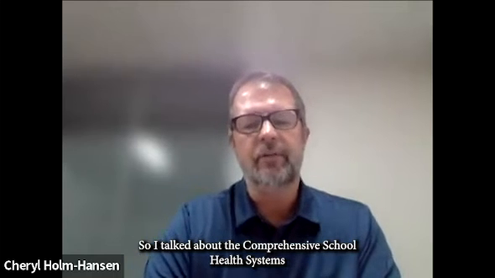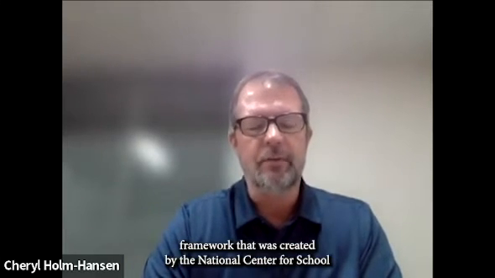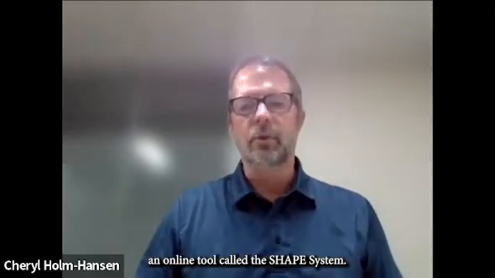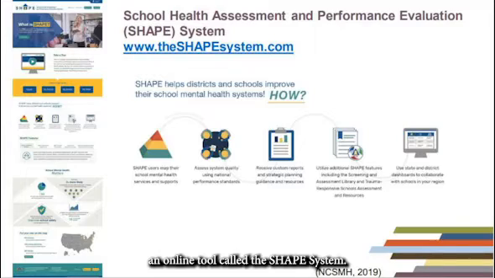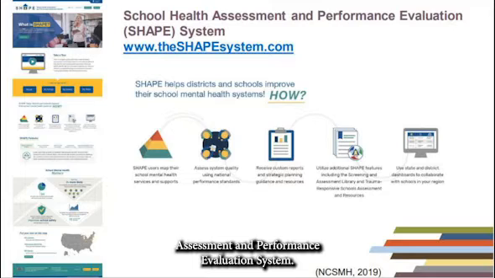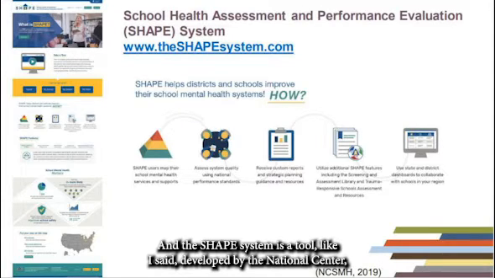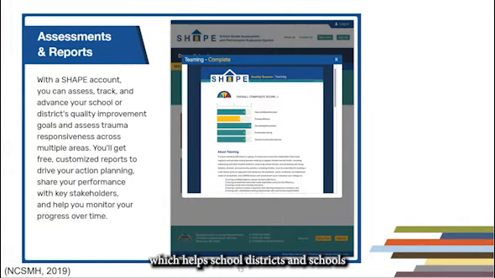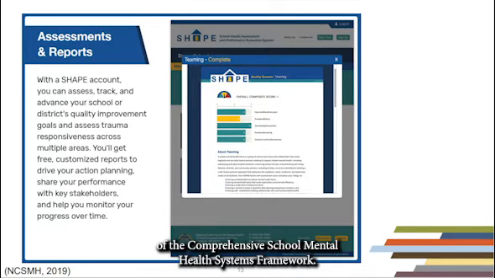So as you're thinking about where do I find some of these tools? So I talked about the Comprehensive School Mental Health Systems framework that was created by the National Center for School Mental Health and the Mental Health Technology Transfer Center. Well, the National Center also created an online tool called the SHAPE system. SHAPE stands for School Health Assessment and Performance Evaluation System. And the SHAPE system is a tool, like I said, developed by the National Center, which helps school districts and schools do a self-assessment on the 8 domains of the Comprehensive School Mental Health Systems framework.